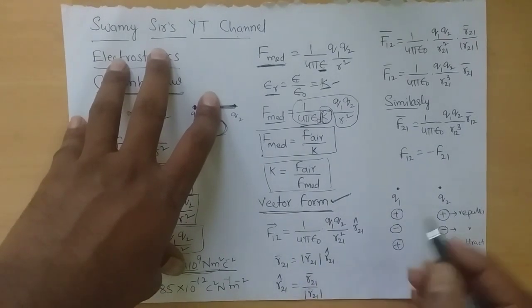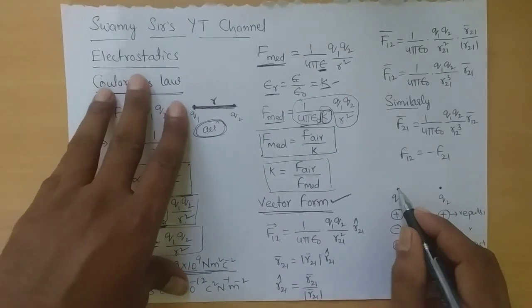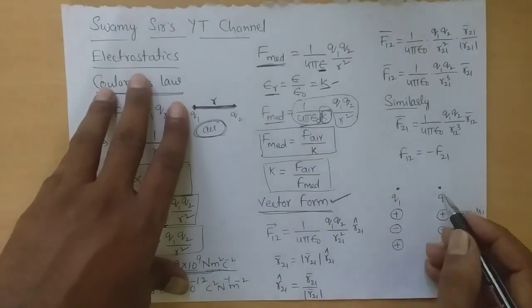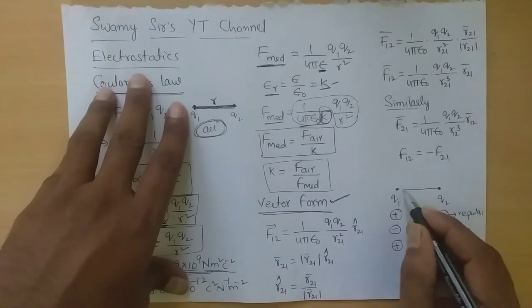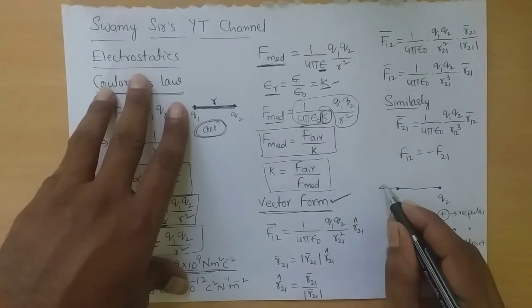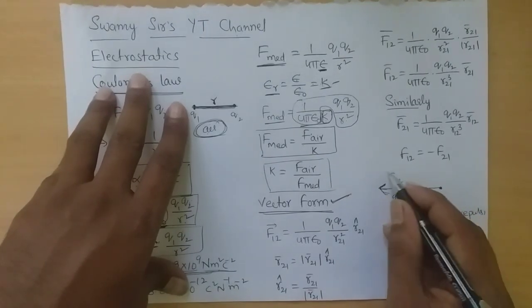So now first I am going to find the force on the first charge, q1, due to q2. Both are like charges, so repulsion takes place. That means the force is acting in this direction. This will repel and it will move in this direction. Force is in this direction. So, force on 1 due to 2.